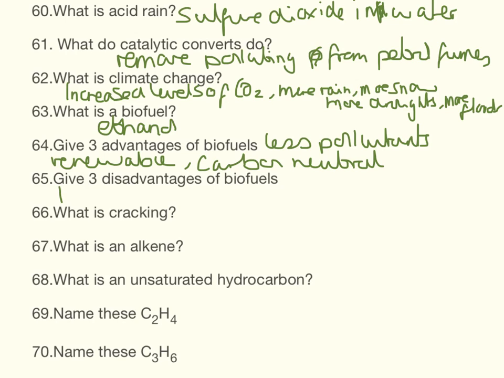Three disadvantages: the land that we use to grow biofuels could be used to produce food, which could be used to feed some of the starving people in the world. So there's an ethical issue there. The land that we have repurposed for growing biofuels used to be forests and wildlife habitats. So there's destruction of habitats for the native plants and native animals that used to be there before we decided to grow those biofuels on it.